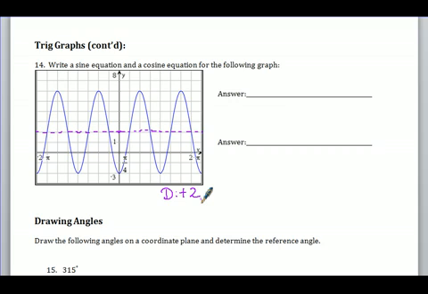The next easiest thing to figure out is the amplitude. From the middle, I can count up 1, 2, 3, 4 to the highest point. I can count down 1, 2, 3, 4 to the lowest point. So I know that my amplitude is 4.